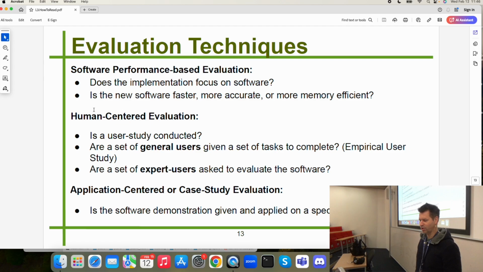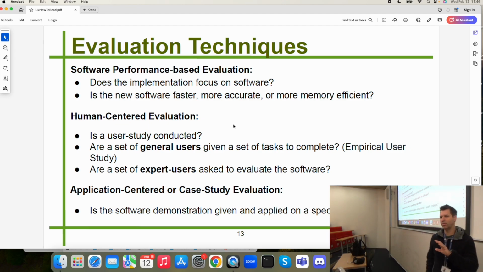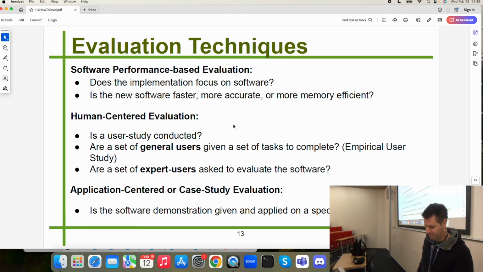Human-centered evaluation. This is another style of evaluation that's very, very common. Is there a user study conducted? For example, do they develop a piece of software and then test it with people to make sure that people can use the software? Are there a set of general users given, and are they given a set of tasks to complete? That's called an empirical user study.